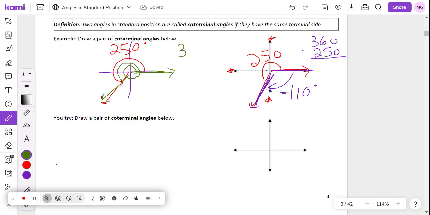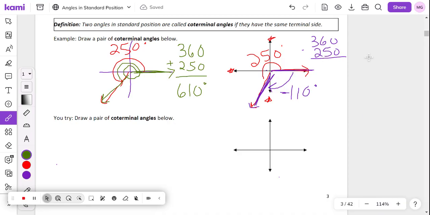Well, we did a full rotation and then we did 250 degrees. So a 610 degree angle is also coterminal with a 250 degree angle. In other words, the terminal sides land in the same spot. We could have added 2 rotations and then 250 degrees, and that also would have been coterminal.